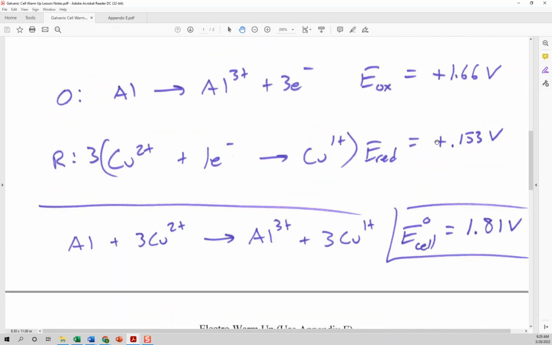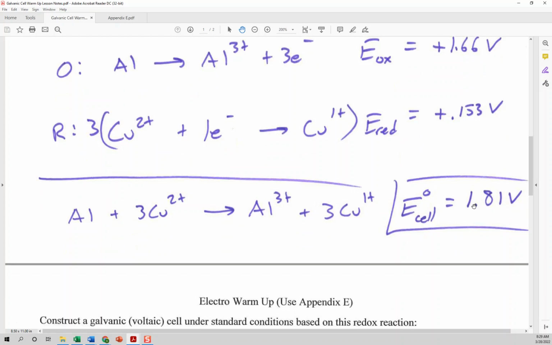And all we have to do is add these two to get the overall cell potential. So that would be our cell potential, and here's our balanced reaction, right? And notice that I only went to 2 decimal places, because when you add, you're limited by decimal places, and our E-ox only had 2 decimal places. Our E-red had 3, but our E-ox only had 2, so we're limited to 2. But I think it's like 1.813, something like that. So, 1.81 volts to 2 decimal places.